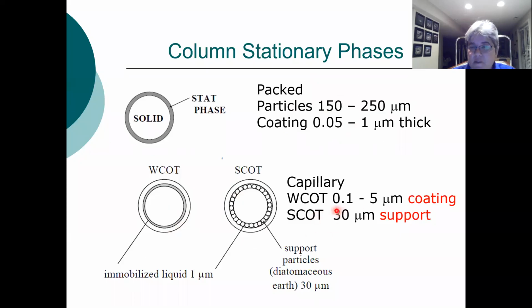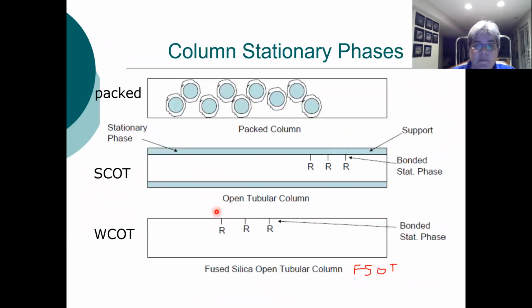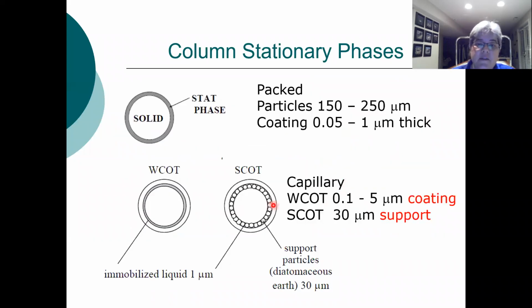And notice that those are pretty thin film coatings of stationary phase. And then the support coated, that's one where we put down a support and then put the stationary phase. So you can see here the white would be the support, and then the gray is the stationary phase. And you can see these are very small particles that they use for support. Okay, so that's kind of the three different types of columns.